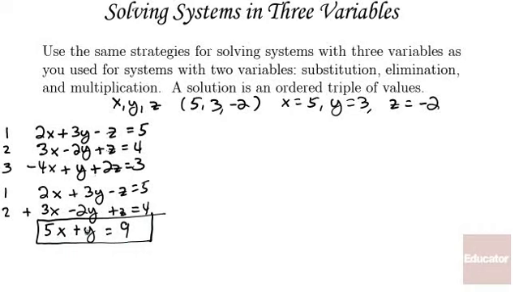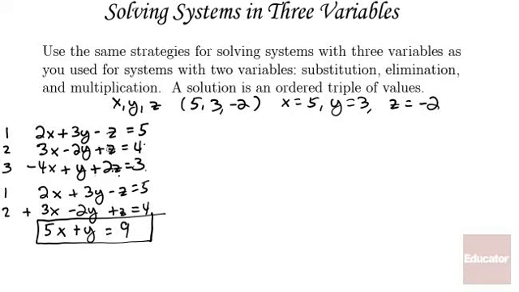So once you've gotten a variable to drop out, work with 2 different equations to get the same variable to drop out. So I got z to drop out, and what I want to do is work with 2 different equations. I worked with 1 and 2. So I could work with 1 and 3, or I could work with 2 and 3. And I'm actually going to work with 2 and 3. And I want to get z to drop out. So equations 2 and 3, looking at this, how am I going to get z to drop out?